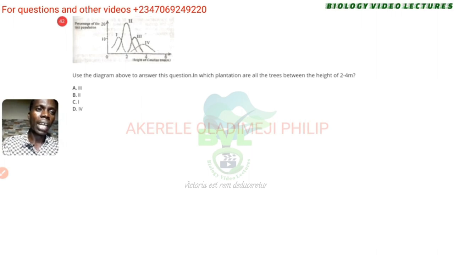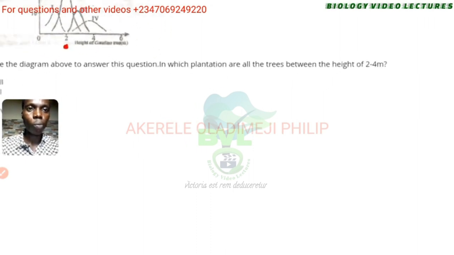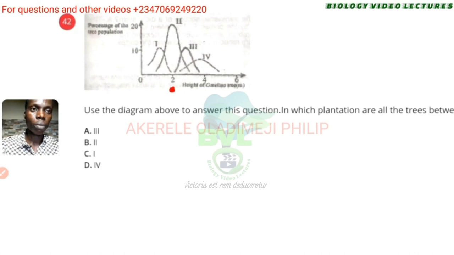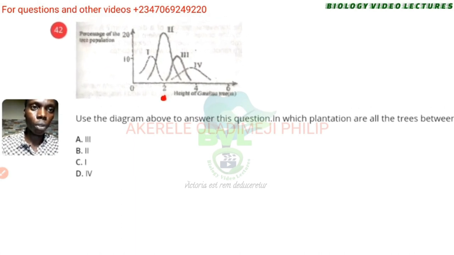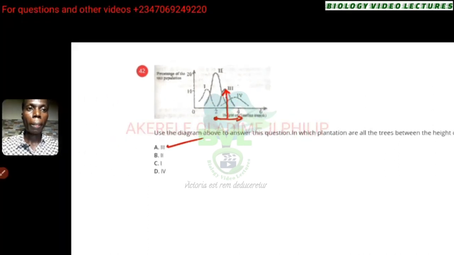All right. Now, use the diagram above to answer this question. In which plantation are all the trees between the height of 2 to 4 meters? This is 2. This is 4. That's going to be 3. That's A.